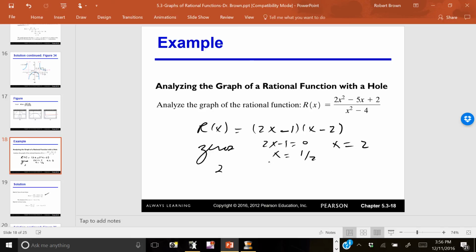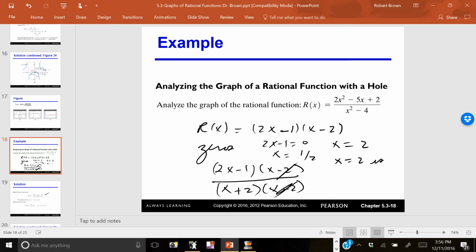Continuing to factor, we see that the denominator is x plus 2 times x minus 2. And here we go. There's a factor in the numerator and denominator of x minus 2, which cancels. So x equals 2 is not a vertical asymptote. X equals minus 2, however, is not canceled out, and it is a vertical asymptote.